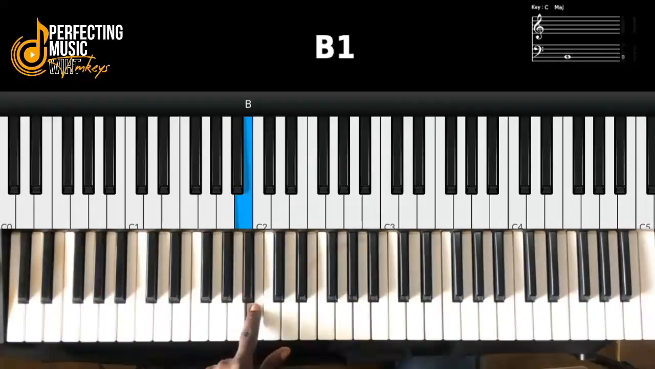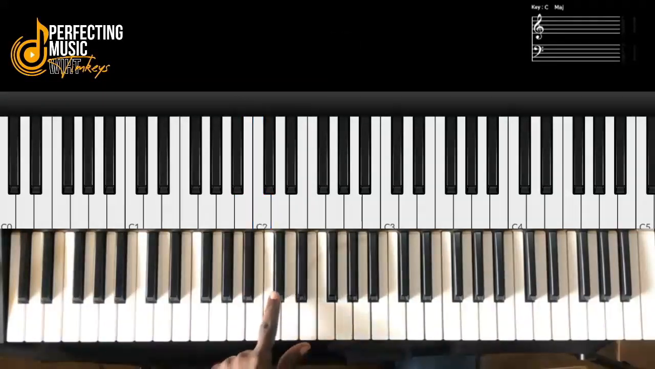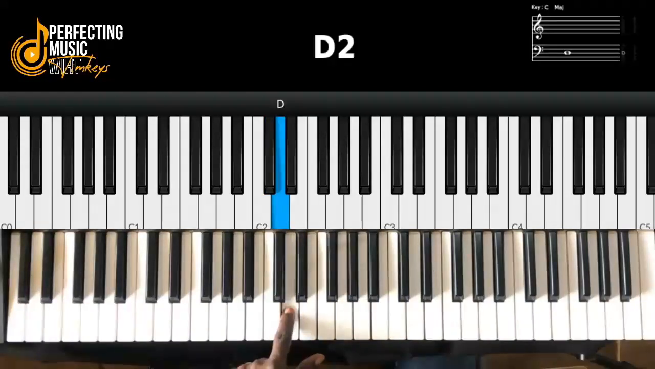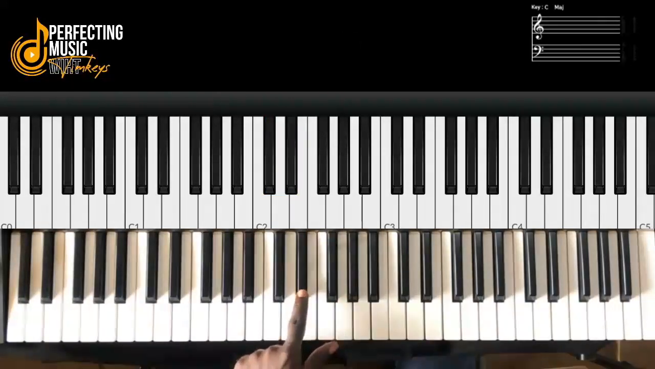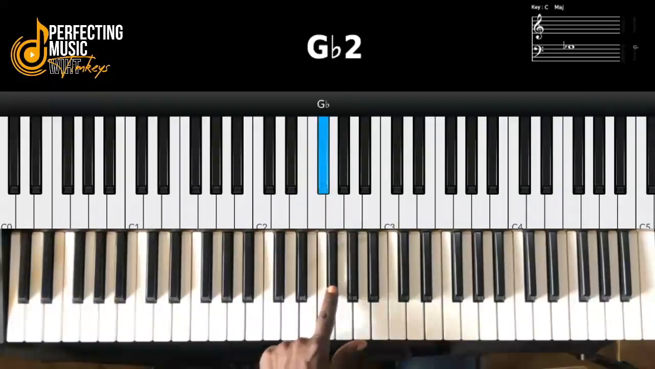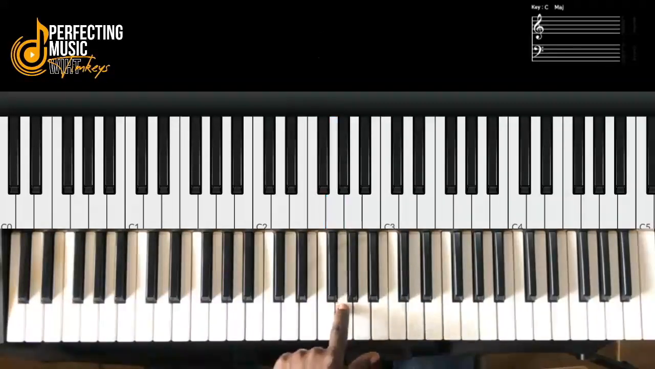Then you go to B, you go to C. That note there is going to be C sharp. You go to D, you go to D sharp. You go to E, you go to F. You go to F sharp. You notice that up there, these ones are called flats. I will explain that. You go to G, you go to G sharp. Then you go back to A.